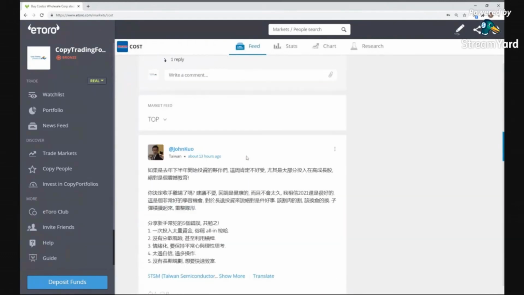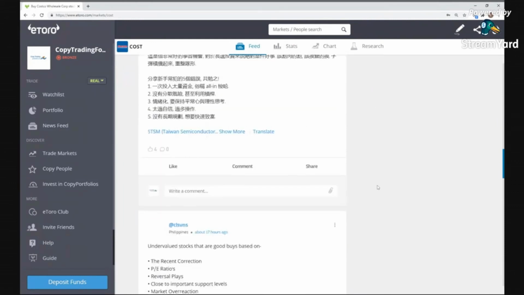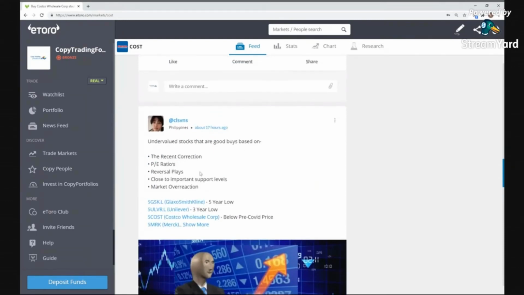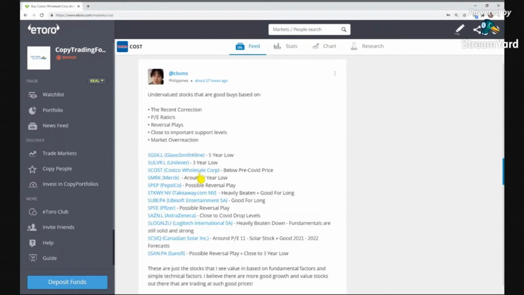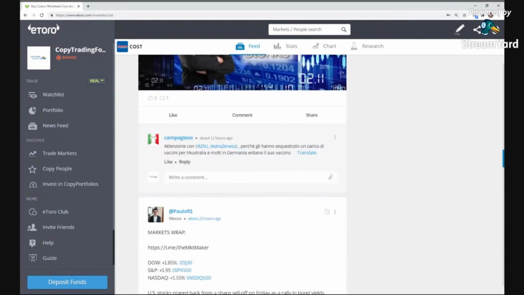So you need to come down here, go to the latest. So click on all, and then you get the latest news. So I come down here and I see what people are saying, all undervalued stocks that are a good buy based on etc. And you can see here he has Costco. It's below the pre-COVID price. So good price. It's below since last March.